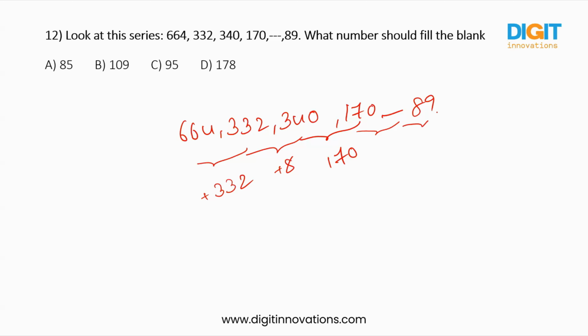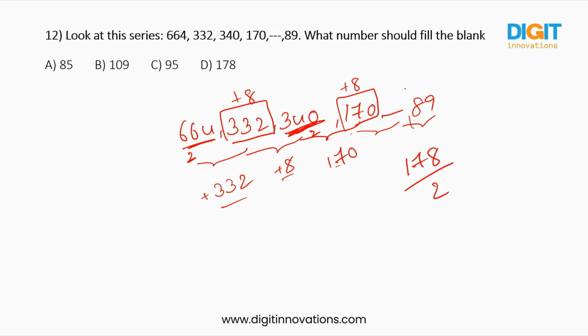We don't know the number here, but when this number is divided by 2, you get this number. Then you add 8 to this one and get the new number. After that, when you divide this number by 2 again, you get this number. So the next value should be plus 8 of this one. What is plus 8? It is 178. And the next step should be, when you divide this number by 2, you get 89.